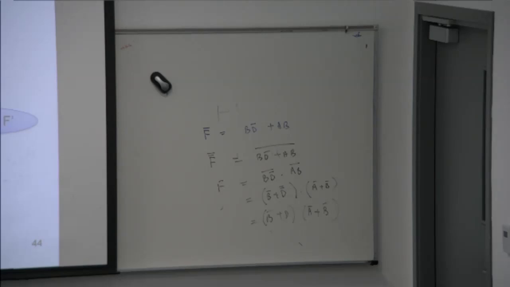Now in the third column, what is the value of A? 1. What is the value of B? 1. So how can we get the expression? A plus B? No, 1 and 1, so A bar plus B bar. And now what is the value of B? 1. That's the reason we got B bar. And what is the value of D? 0. That's the reason we got D.